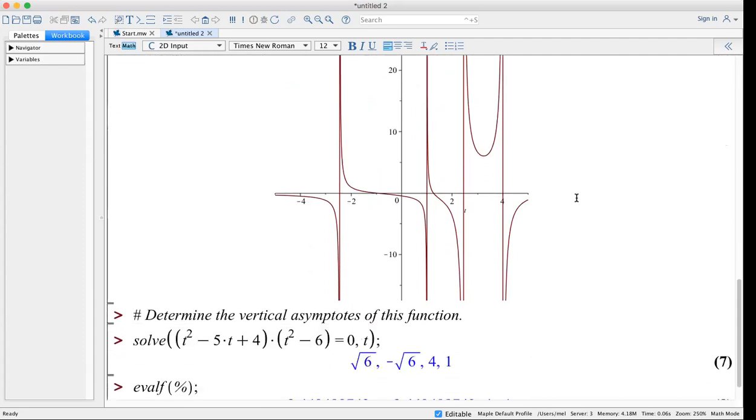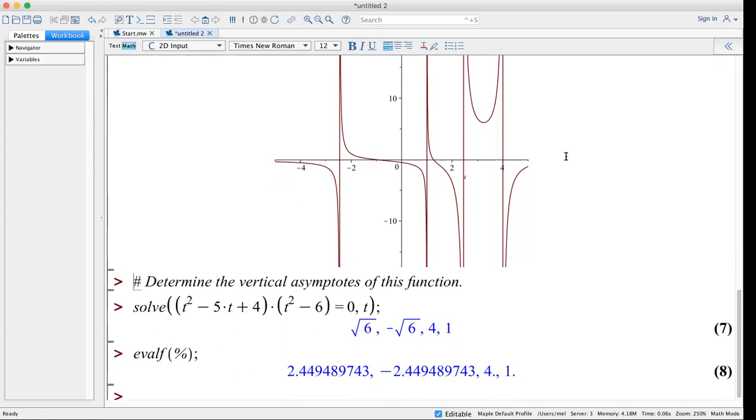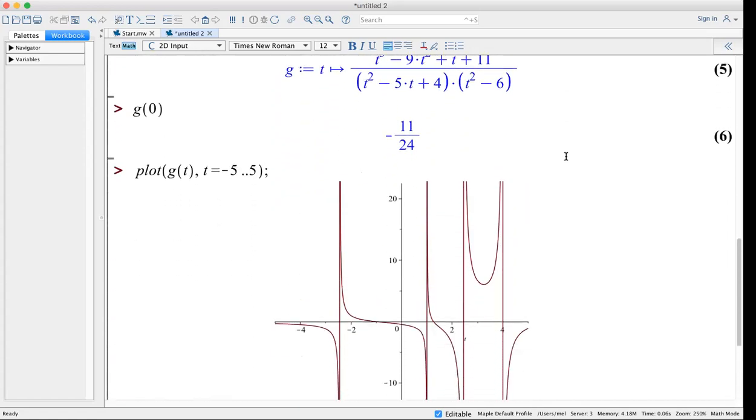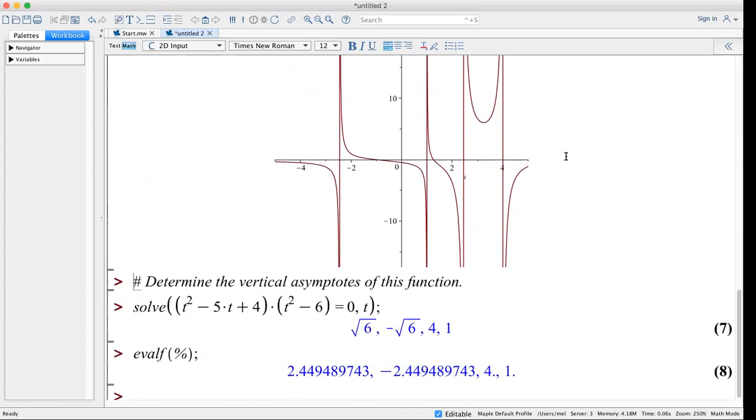Okay. So here you see there's a vertical asymptote at 4, a vertical asymptote at, this is about 2.44. This is a vertical asymptote at 1, and this is the vertical asymptote at -2.44. So you can tell by plotting your function in Maple where your function has a vertical asymptote. That is certainly a useful thing to know.